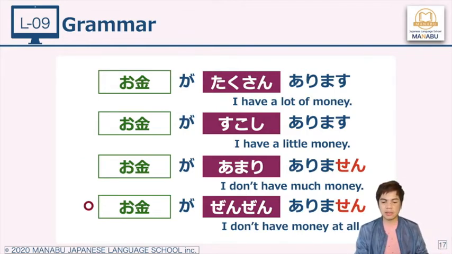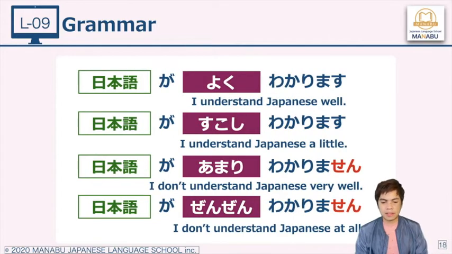Next example is okane ga zenzen arimasen. Zenzen plus a negative sentence. Zenzen arimasen. I don't have money at all. Now for our next set of examples, the adverbs yoku, sukoshi, amari, and zenzen. Nihongo ga yoku wakarimasu. I understand Japanese well.